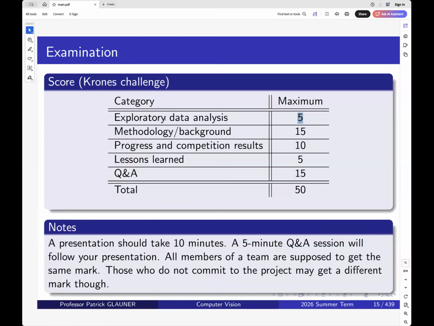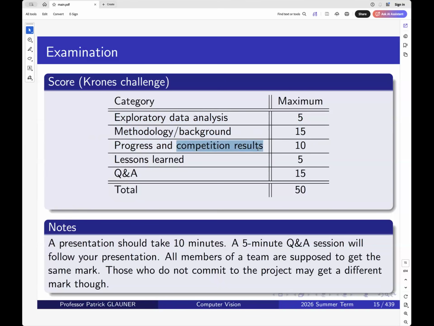And you can get 5 points for the exploratory data analysis. So exploratory data analysis means you take the data set, you look into some distributions, outliers, missing values. You would briefly present that. It's a step you anyway need to do on a data set before you start training a model. Then you pick a methodology or a model of your choice to work on this data set. You would present that. And what we are curious about is also the progress in your competition results.